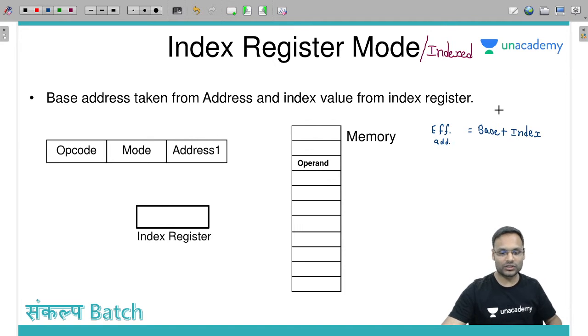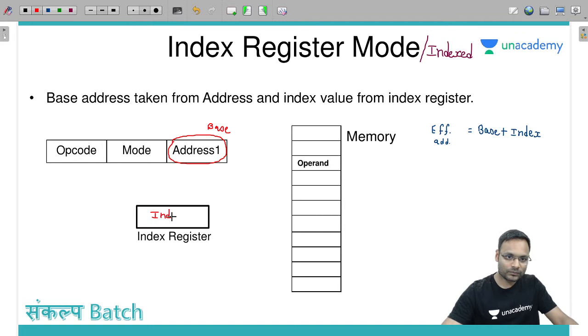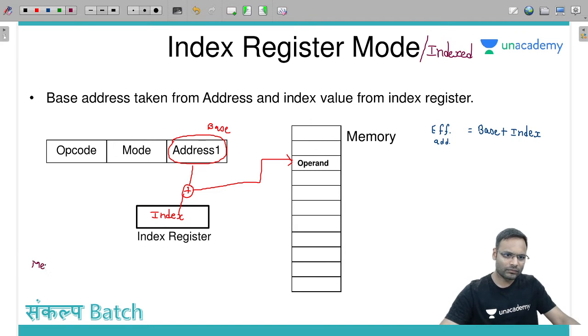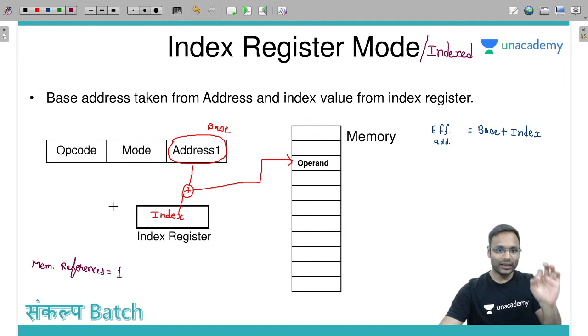How do we get the effective address here? Base plus index. So for an instruction which is using indexed mode, the address part will give you the base, and the index register will give you the index. Add these two values and you will get what? Operand? No, the effective address. Use this effective address, go to memory, and you will get the operand. Can you tell me how many memory references there are in this one? One memory reference.